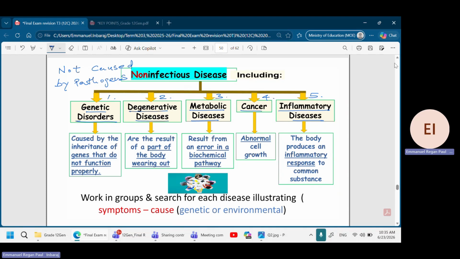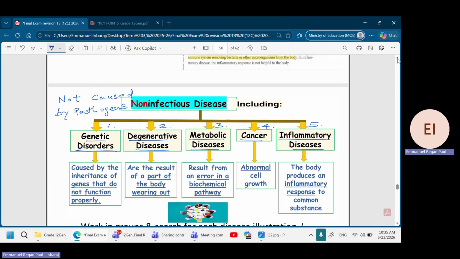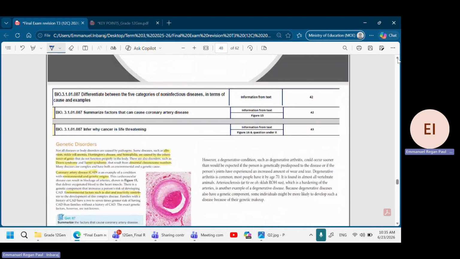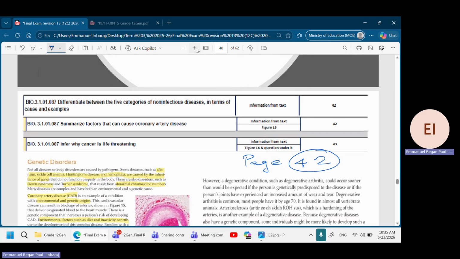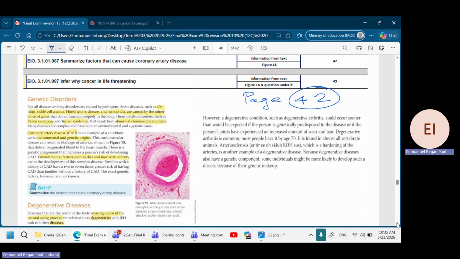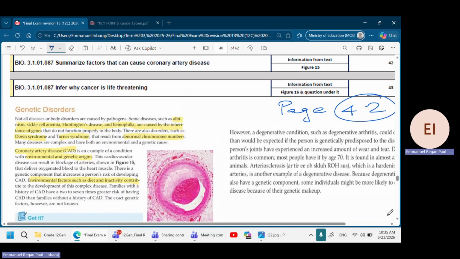Now, what are genetic disorders? So, what does the textbook say? You have to turn to page number 42. In page number 42, there are going to be like 3 questions on it. So, you need to learn so many things here. So, what are genetic disorders? Let's see.